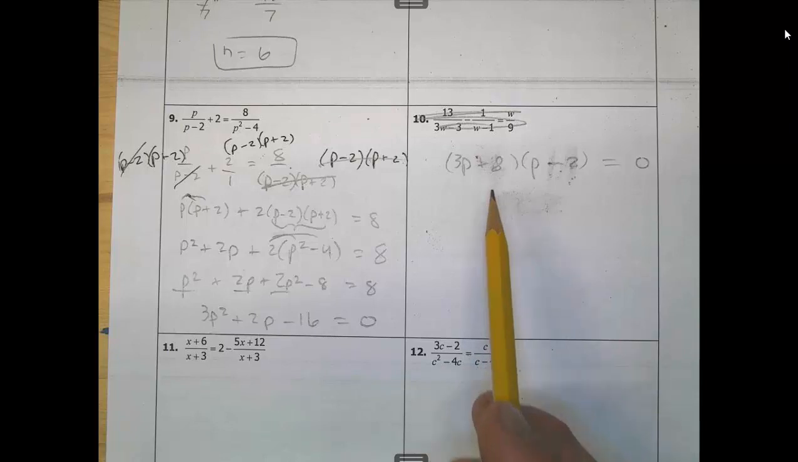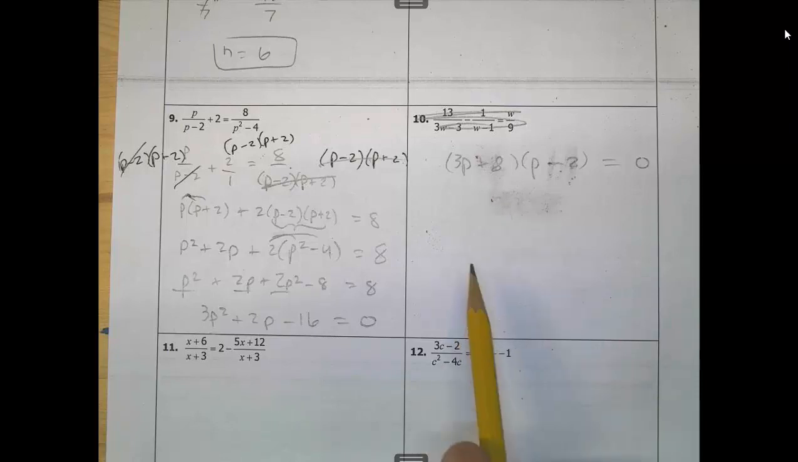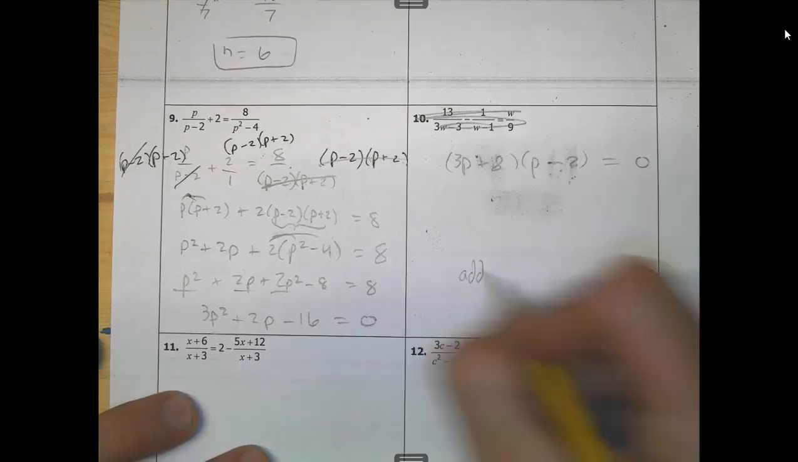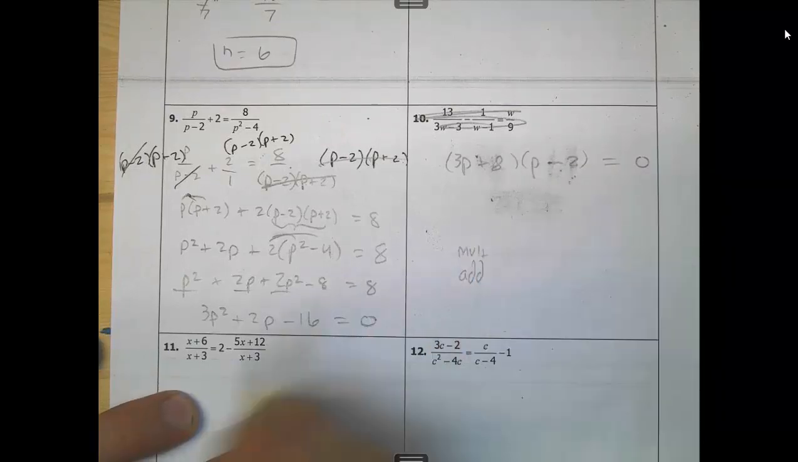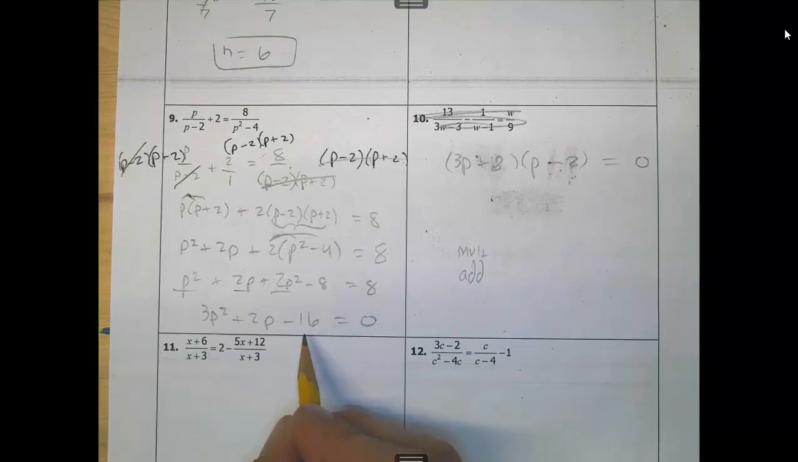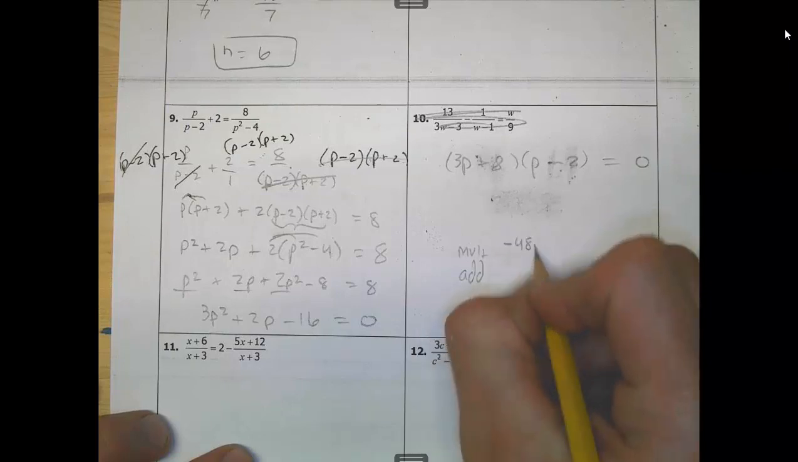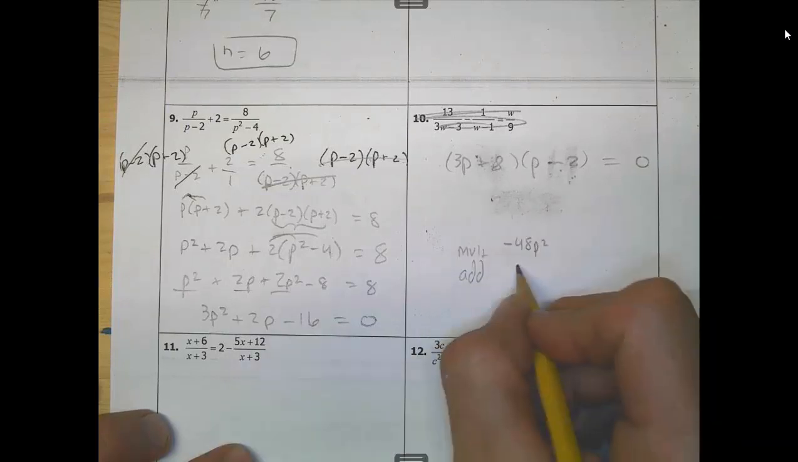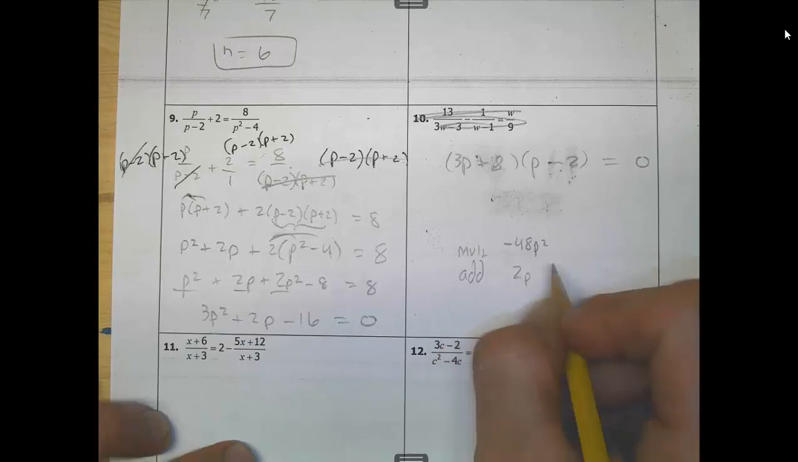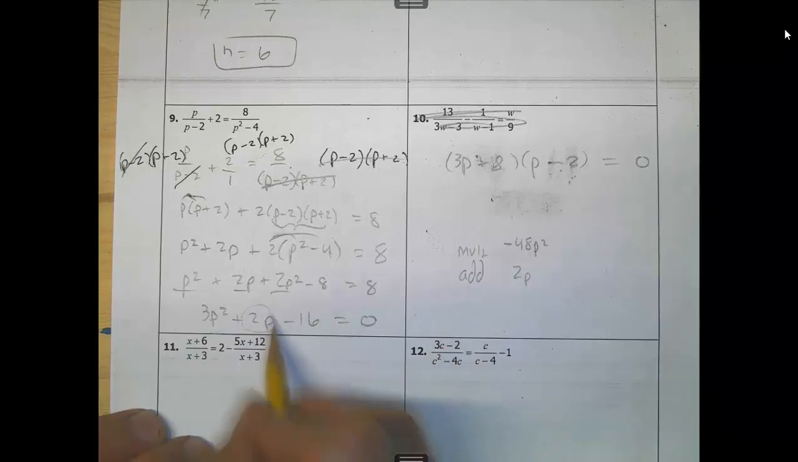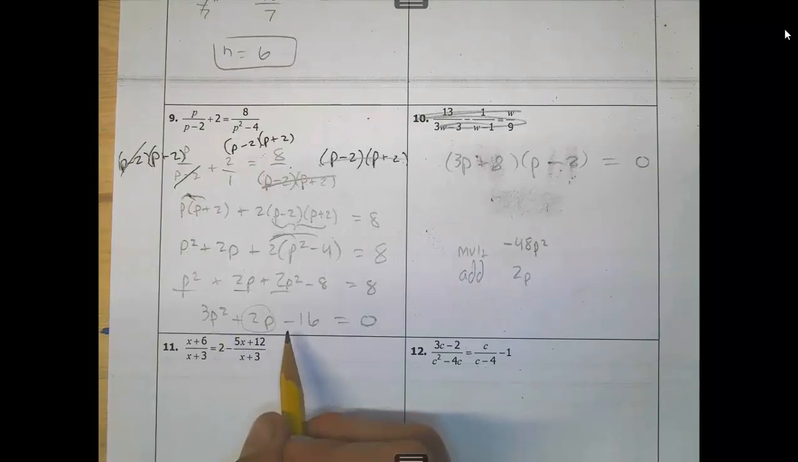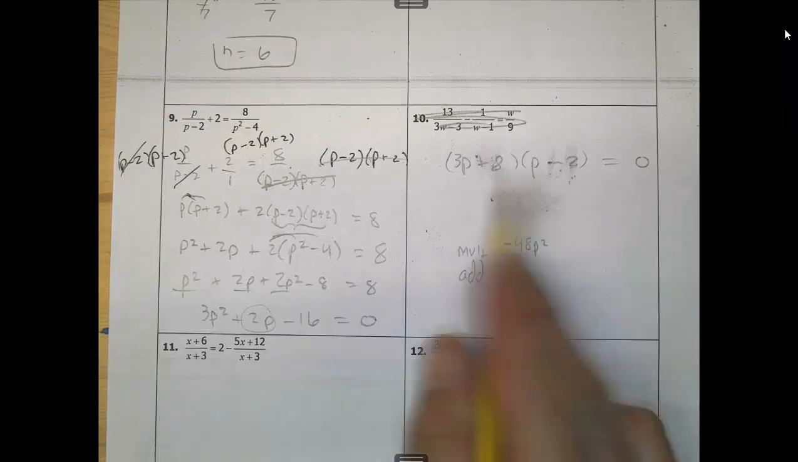If you want a quick review of factor by grouping, and I know we've done this in previous videos, we're looking for two things that multiply to be the first and the last multiplied together, which would be 3 times 16, 48. So we need two things that multiply to be negative 48p squared, and two things that add together to be 2p. We would look for those factors and then replace this middle term by those two factors and then group together the first two and the second two. Look back at previous videos if you forgot how to do that, but that's another method for factoring this. I know this is a tough one.